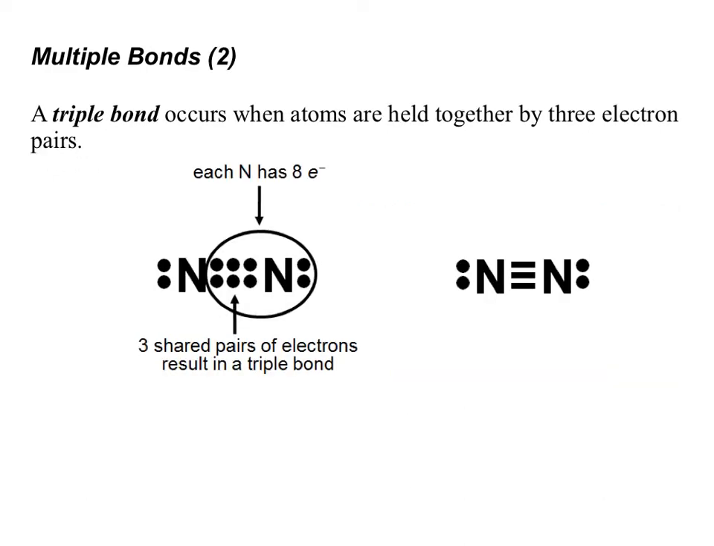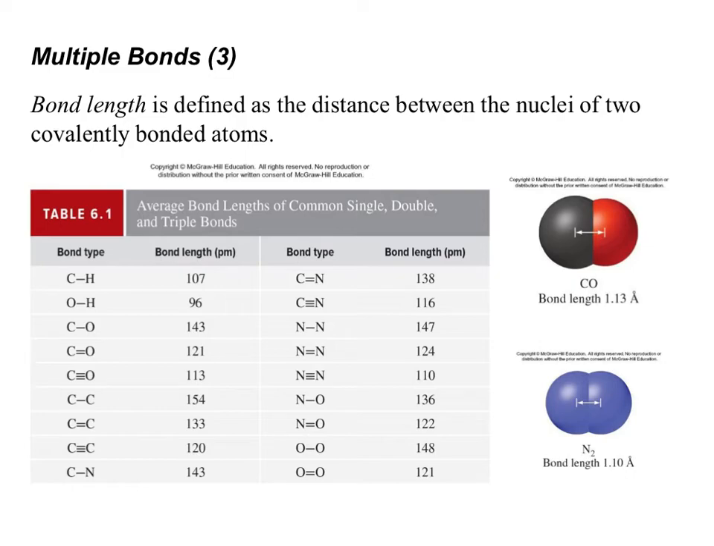A triple bond occurs when atoms are held together by 3 electron pairs, such as in nitrogen gas. We see that 6 electrons are being shared in between 2 nitrogens. That's 3 pairs of electrons, meaning a triple bond. Bond length is defined as the distance between the nuclei of 2 covalently bonded atoms. Table 6.1 shows the average distances of different types of bonds for comparison's sake. Just have a quick look at these numbers and try to see any patterns.